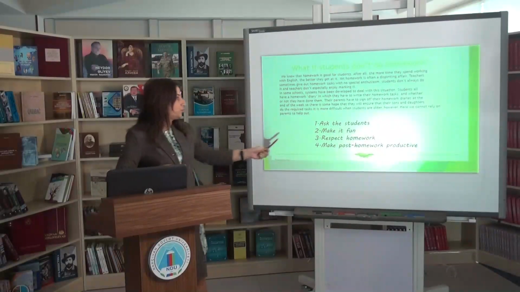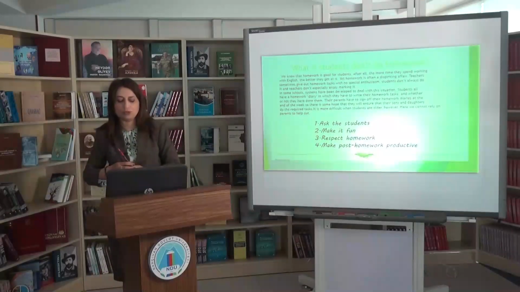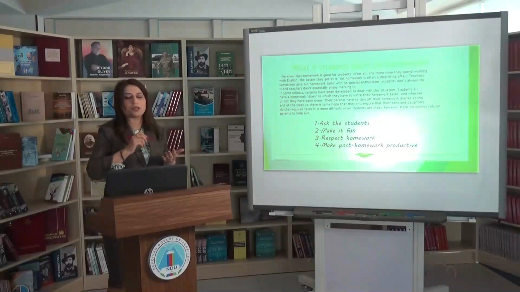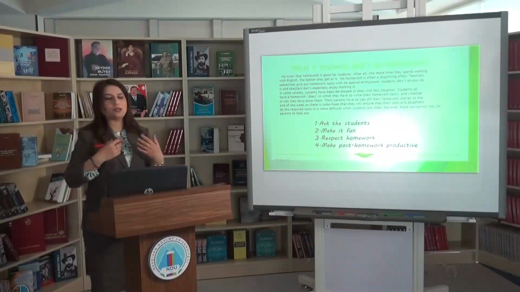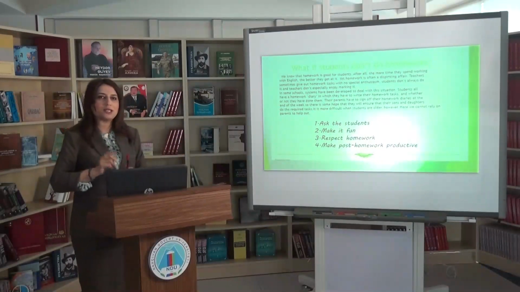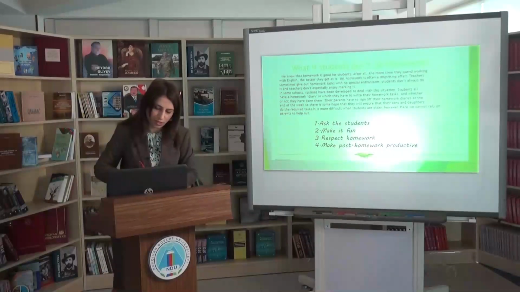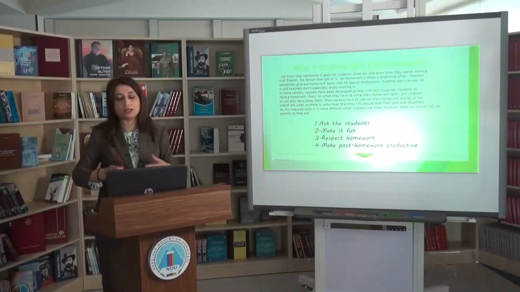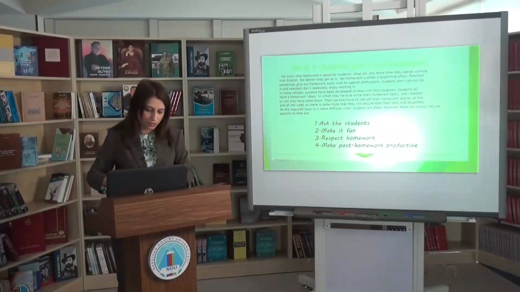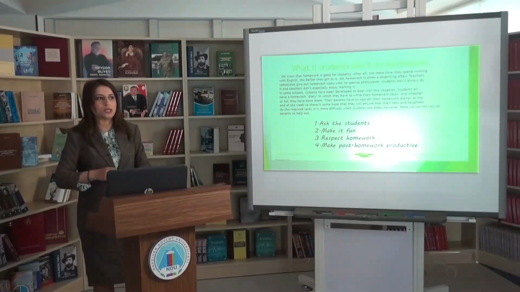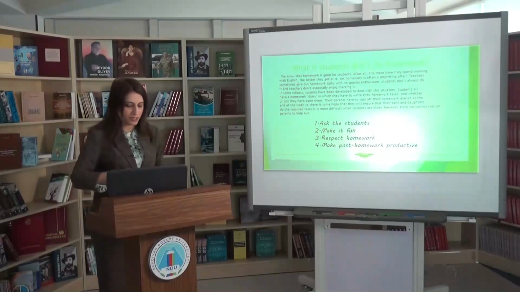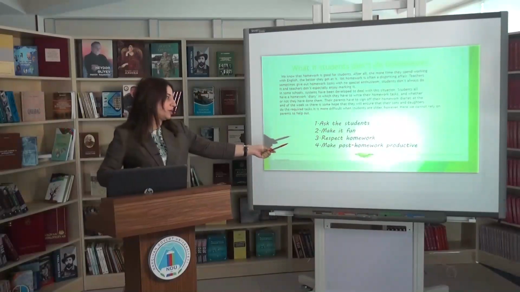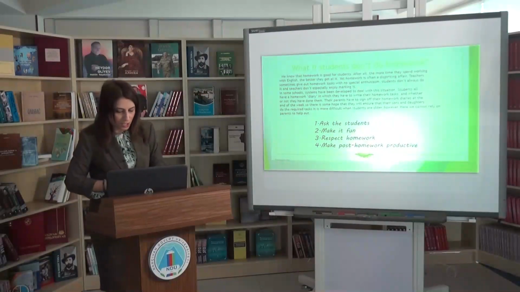Then the third one, we should respect homework. What does this mean? It means that if students hand in their homework on time, it is inappropriate for the teacher not to mark it. If a teacher forgets to mark it and give it back, it's very problematic, because students need to know that the effort they make in doing tasks will be appreciated by the teacher. And the fourth one, make the post-homework productive.